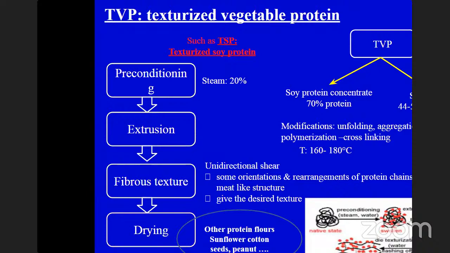TVP can be produced from soy protein concentrate or from soy flour. These raw materials are preconditioned with steam to increase the moisture content to 20% and then extrusion cooked. During the extrusion cooking, some orientations and rearrangements of protein chains occur, forming a meat-like structure under the effect of unidirectional shear, and then they align themselves to impart the desired fibrous texture and then are dried. Other protein flours can also be used, such as sunflower, cotton seeds, and peanuts.